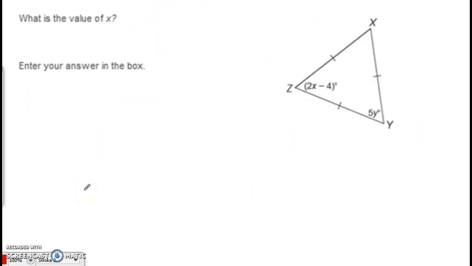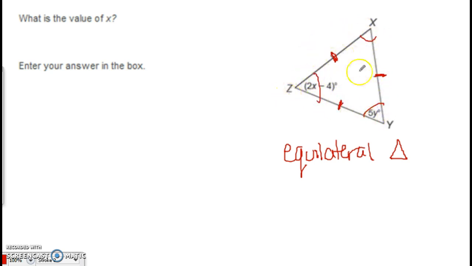Okay, so here is our last one, and again, we need to look at our picture and try to pick out what kind of triangle this is. In this triangle, they've marked all 3 sides congruent. If all 3 sides are the same, I know it's an equilateral triangle. And when I have an equilateral triangle, not only do I know all the sides are the same, I also know all the angles are the same. So all 3 of those angles have to be congruent.